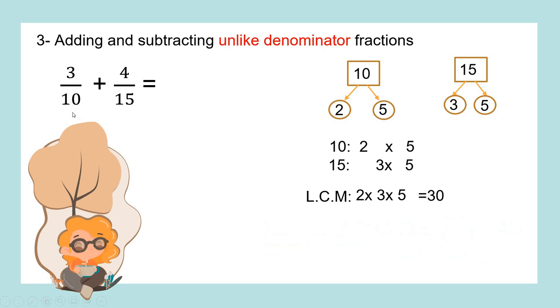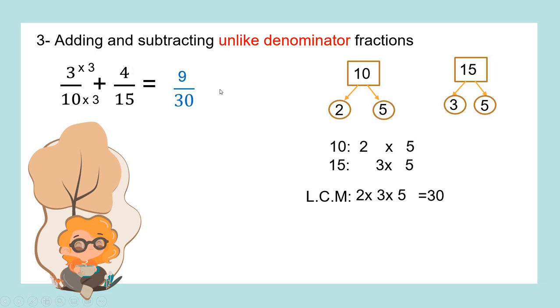Now I have to rewrite each fraction by the new denominator, which is 30. Okay, how can I make it equal 30? Yes, I'll multiply up and down by 3. Why? Because I want to change this 10 to be 30. 3 times 3 equals 9. So the new fraction here would be 9 over 30.